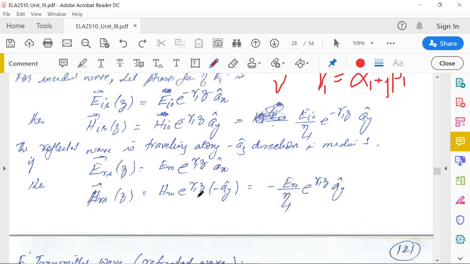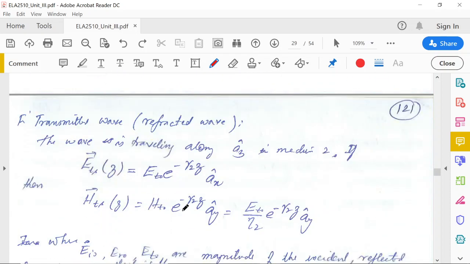Similarly, HRS here, the propagation is again in the negative z direction. Now the direction will be reversed here. Now it will be minus AY, HRO, and you can have minus ERO over eta 1 e to the power gamma 1 z. This is how you have it, because reflected wave and incident wave are moving in the same medium. So the propagation constant for both the waves will be the same. Gamma 1 will be there. Here again the gamma 1, because the propagation constant depends upon the medium parameters sigma, mu, and epsilon. So they will remain the same.